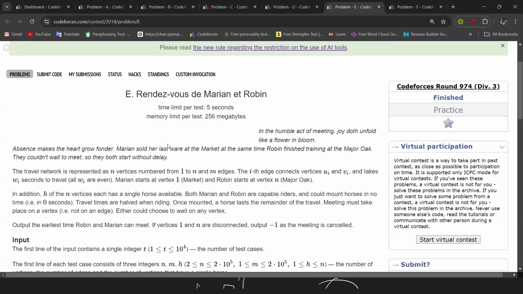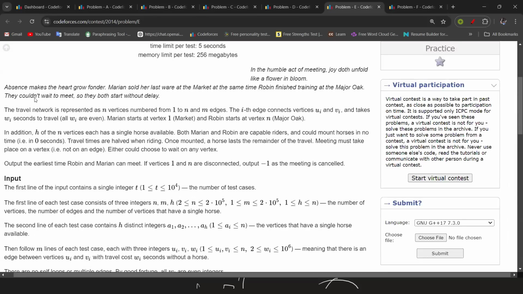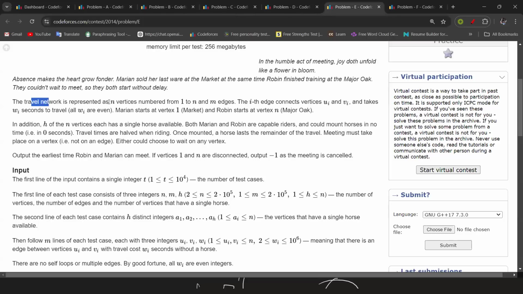Okay, the problem E. Here we are given that a travel network is represented as n vertices numbered from 1 to n and m edges. The ith edge connects vertices ui and vi and takes wi seconds to travel. Basically, we are given a graph here containing n vertices and m edges, and the edges connect ui and vi. It means they are bidirectional edges, and this wi seconds is the weight of those edges. So we are given a weighted undirected graph here.